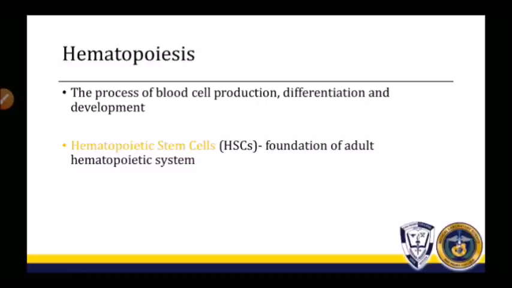Hematopoiesis refers to the continuous and regulated process of blood cell production. Now, in hematopoiesis, we will not only focus on the number of blood cells produced. We will also focus on the differentiation and the development undergone by the different blood cells for them to become mature or functional. So, what is differentiation?